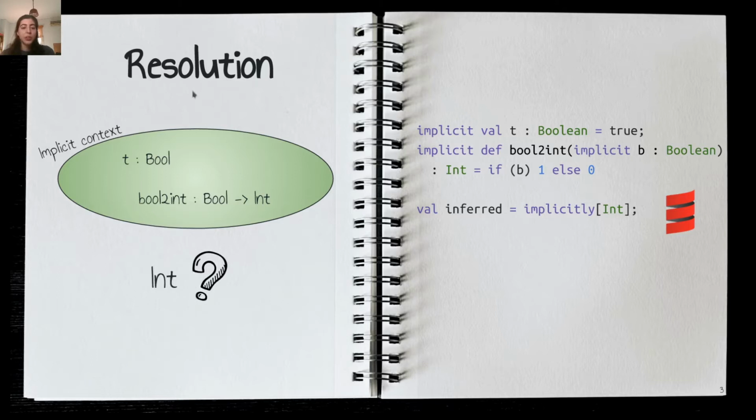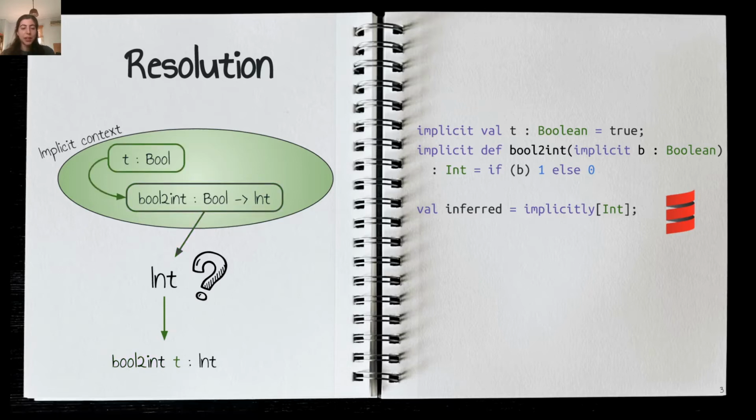So resolution looks up the implicit context for an expression with a matching type, and it finds bool_to_int, which requires an implicit argument in order to produce that integer. So resolution continues recursively for a boolean this time, and the matching expression is a variable t, which is then passed to the previously found bool_to_int function, at which point resolution succeeds and returns bool_to_int applied on t.